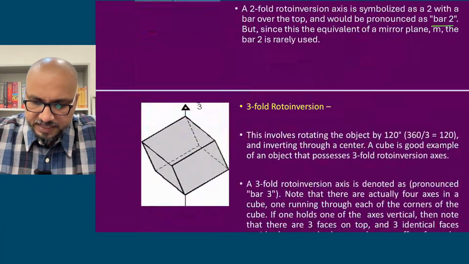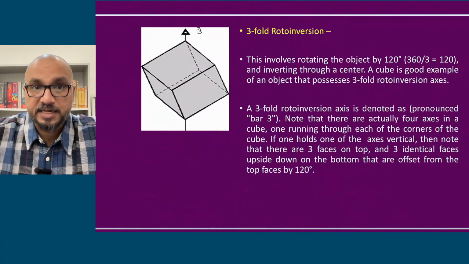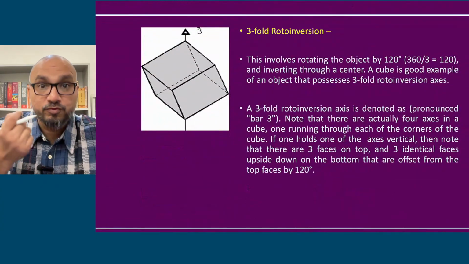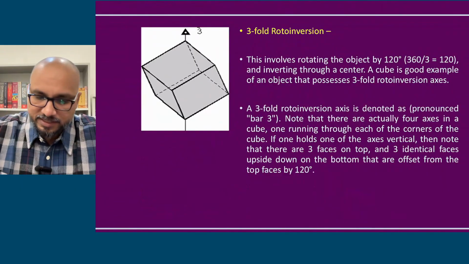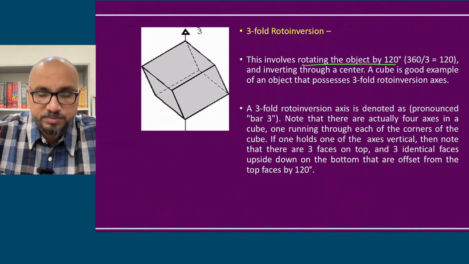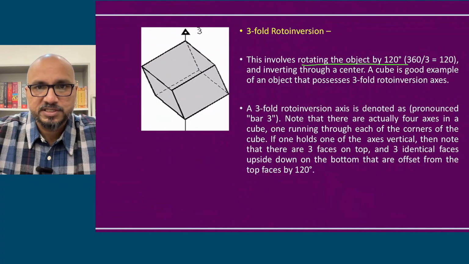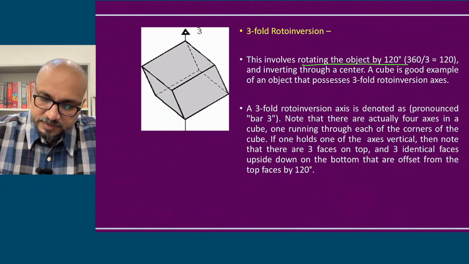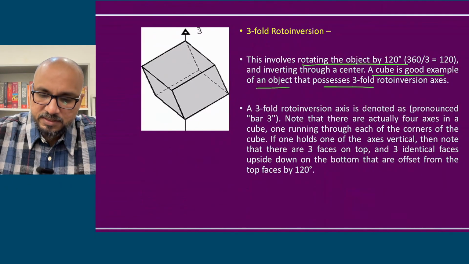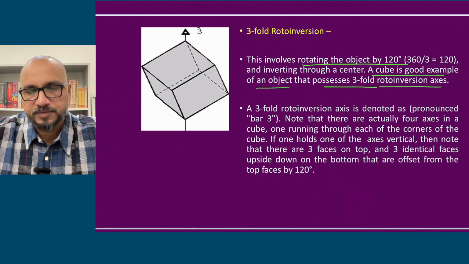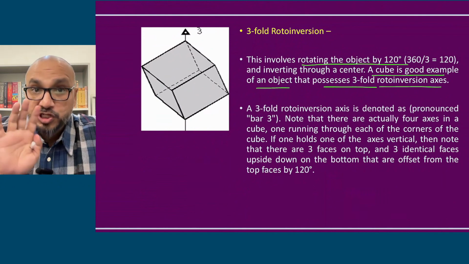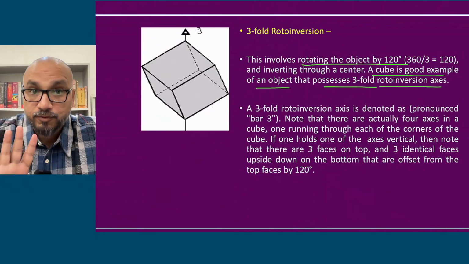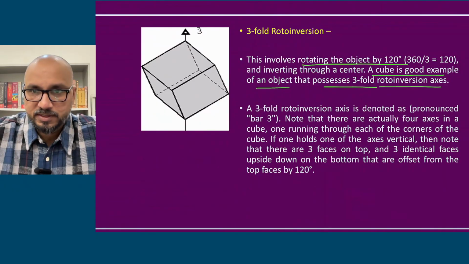Then you have three-fold roto inversion, meaning you will rotate it by 120 degrees and then invert it. So it involves rotating an object by 120 degrees, because what does three-fold rotation mean? 360 divided by 3, so you rotate 120 degrees and you invert it. A cube is a good example of an object that possesses three-fold roto inversion axes. In a cube there are four such axes: there are four three-fold roto inversion axes.